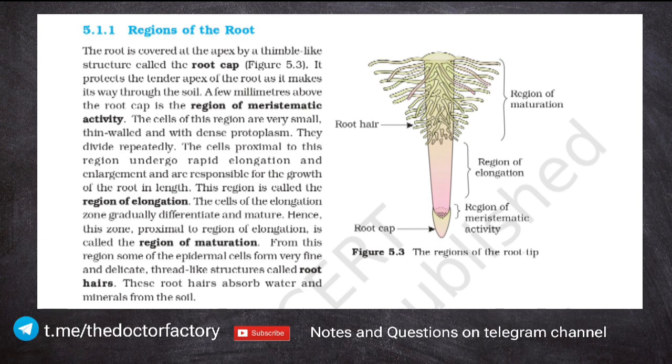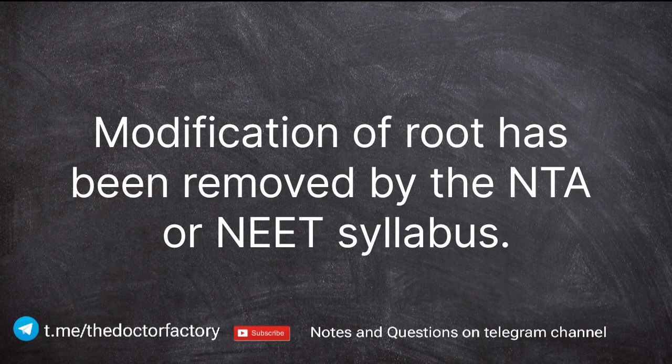This region is called the region of elongation. The cells of the elongation zone gradually differentiate and mature. Hence, this zone proximal to region of elongation is called the region of maturation. From this region, some of the epidermal cells form very fine and delicate thread-like structures called root hairs. These root hairs absorb water and minerals from the soil.